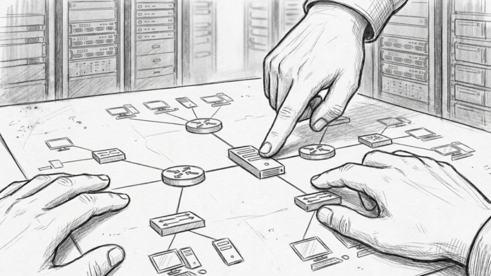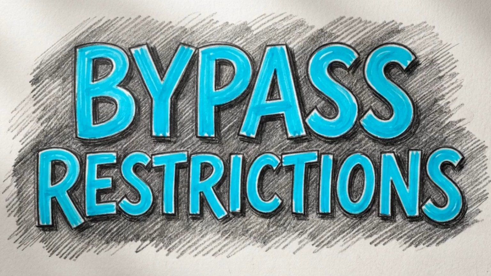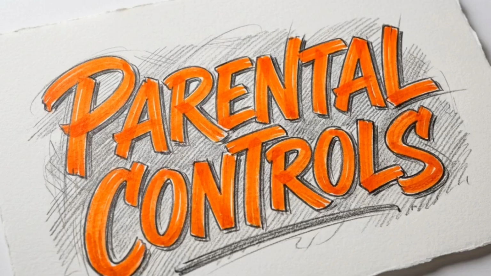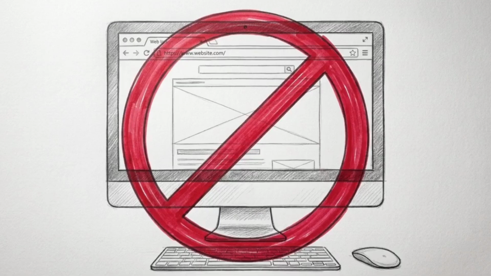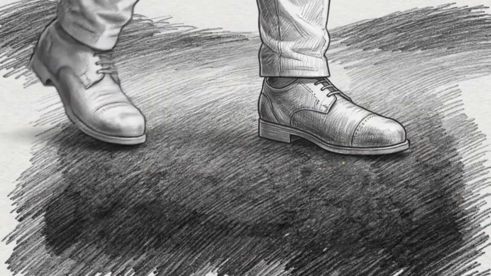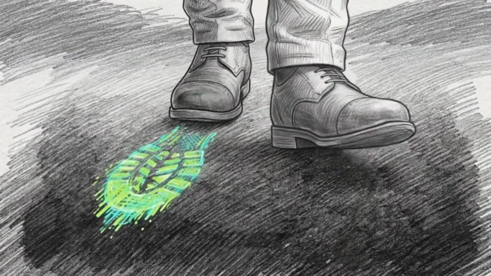Now that you control the handoff, you can use these servers to bypass geographic content restrictions, access region-locked media, or build custom parental controls to block specific sites on your home network. Taking ownership of your internet routing puts you in charge of your digital footprint.